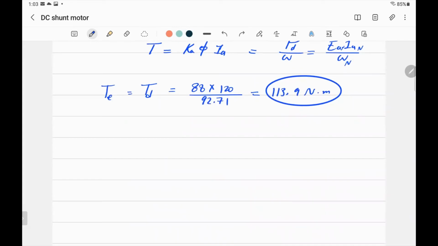How do you calculate the power output? What does power output mean? Power output means the power on the shaft, the nominal load. How do you calculate it? Subtract the loss. What loss?